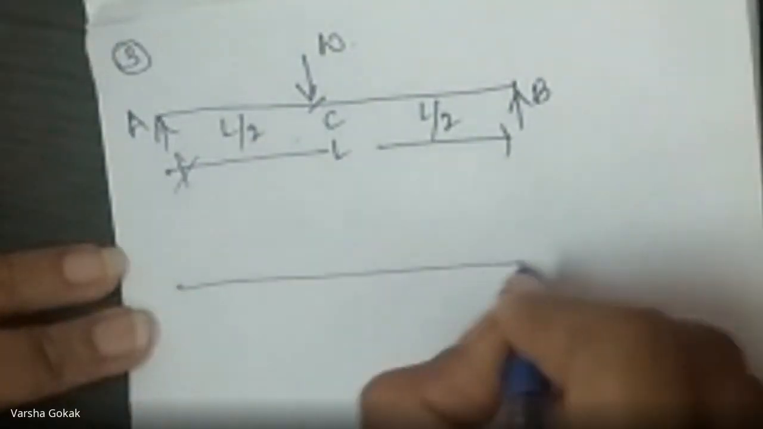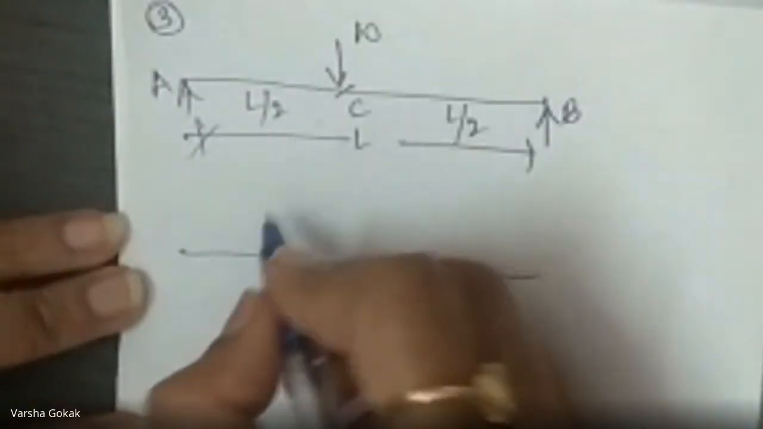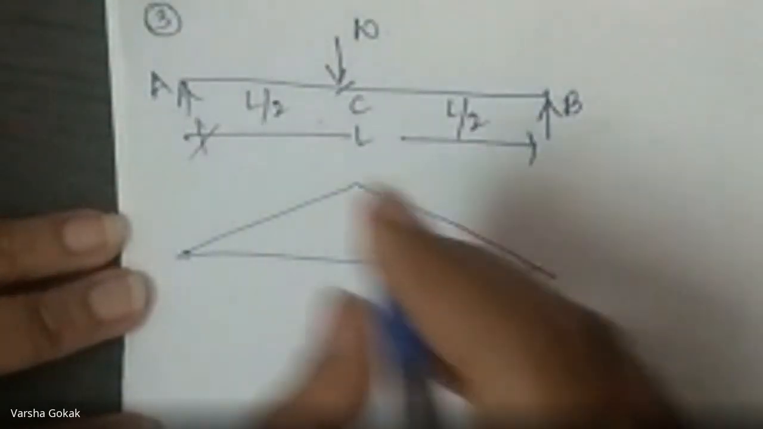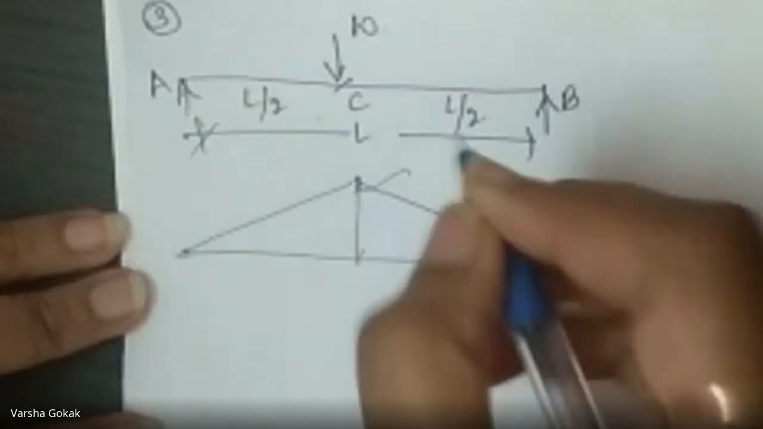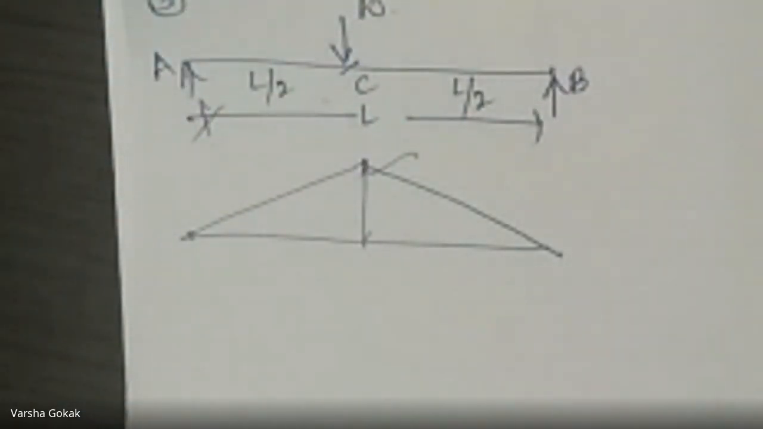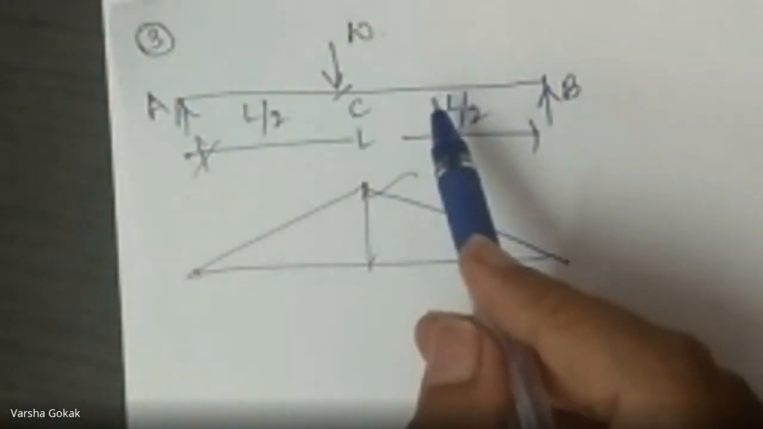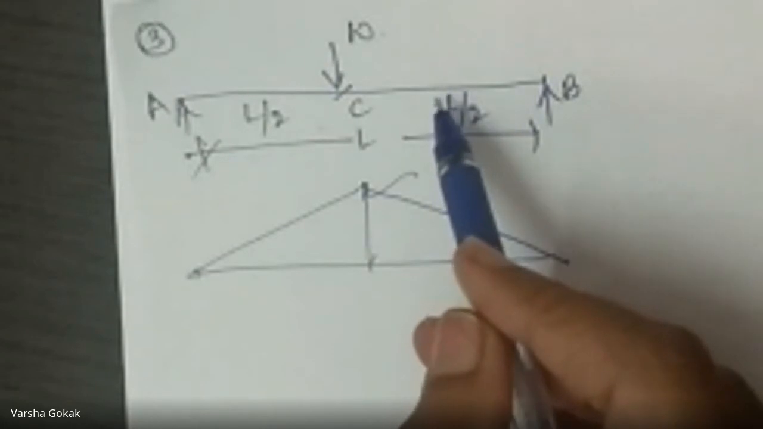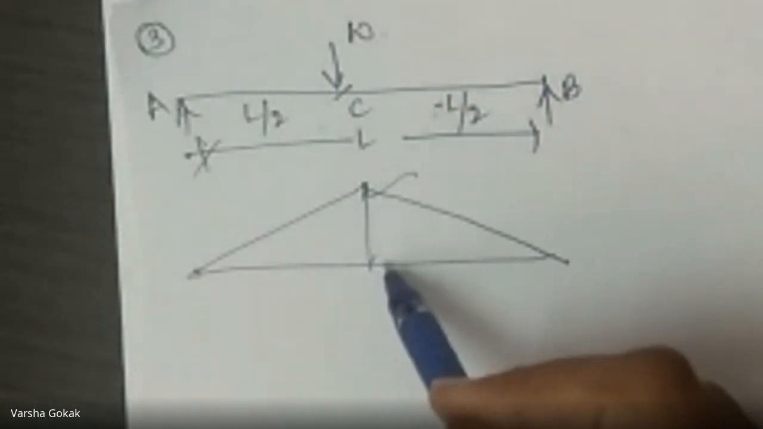Now based on this, if I draw the bending moment diagram of this, the bending moment diagram is going to be like this. What is this magnitude? Can anyone tell me? For a simply supported beam, what is this magnitude? W a b by L. W a b by L.